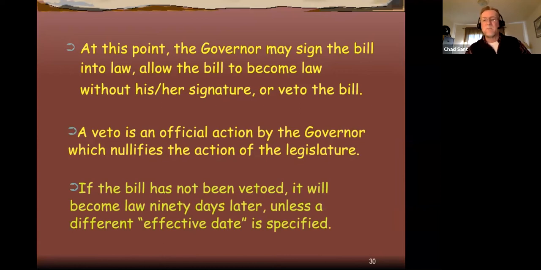If it has not been vetoed, it will become law 90 days later unless there has been a different effective date specified within the bill itself. And sometimes they will shorten that, sometimes they'll lengthen it depending on the dynamics of that bill. That's different than the national. Usually it's 10 days, I believe, at the national level that the president has to either sign it or not sign it and allow it to become law.